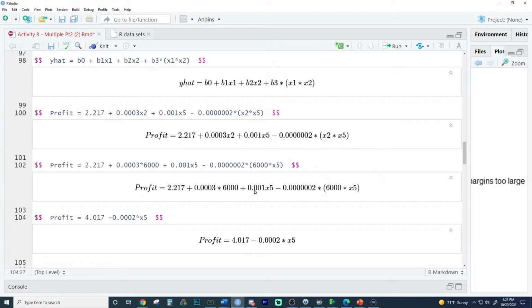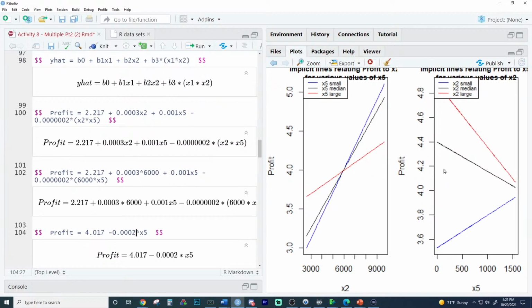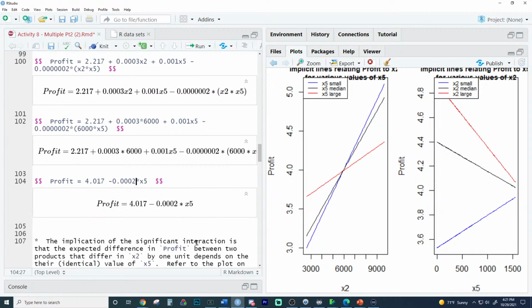This is all a constant. This is something times x5. And then this is also something times x5 now. And guess what? We get an equation where we're predicting profit from x5. That's exactly what we see over here. This line right here is an equation where we're predicting profit from x5.